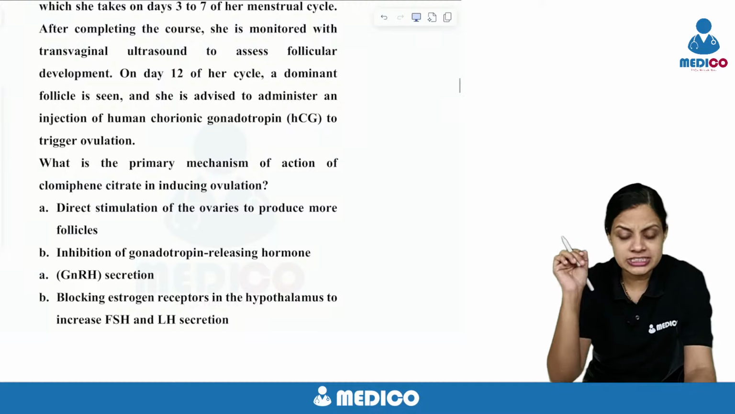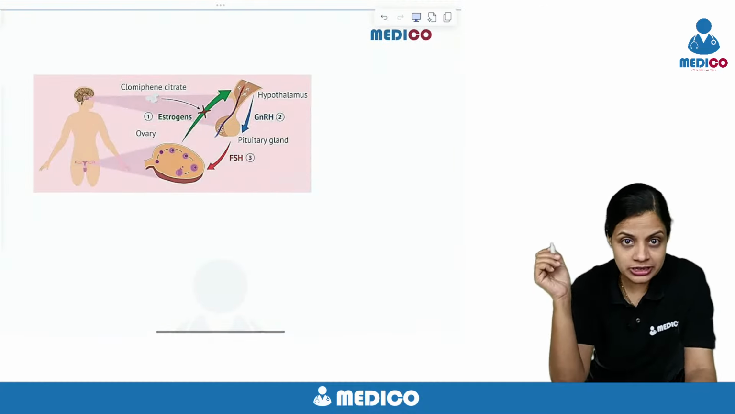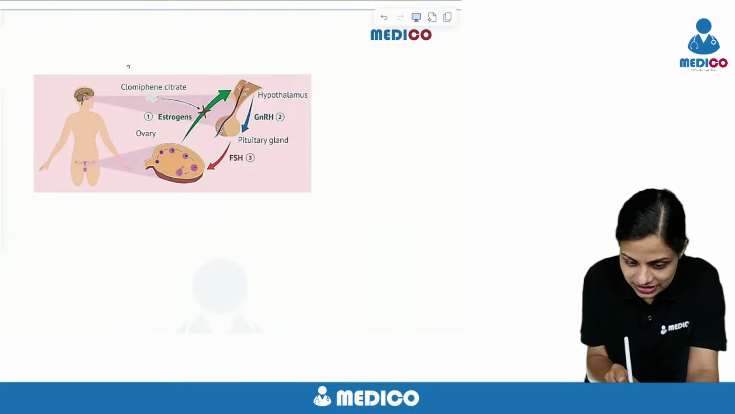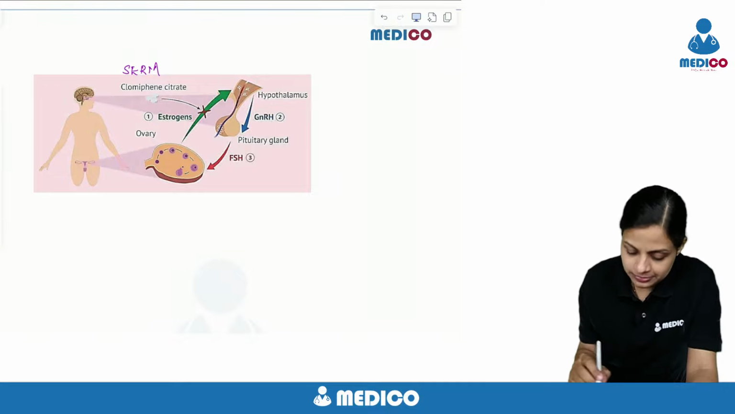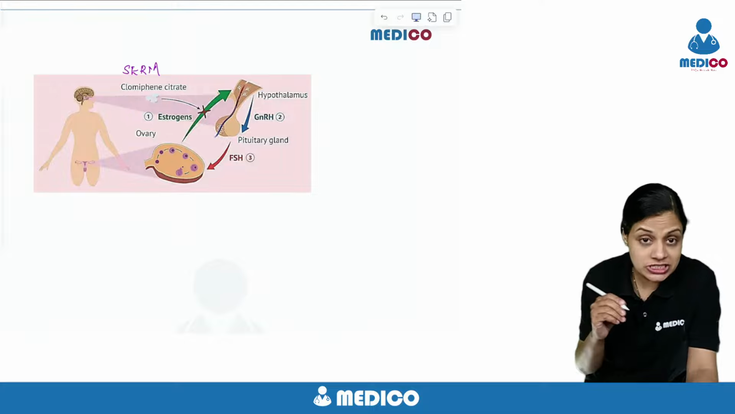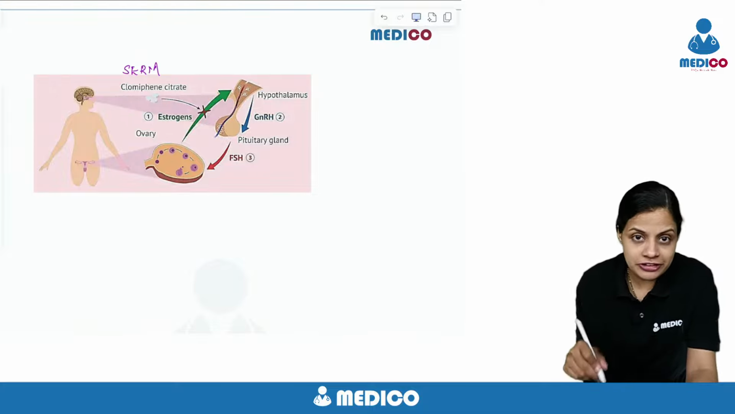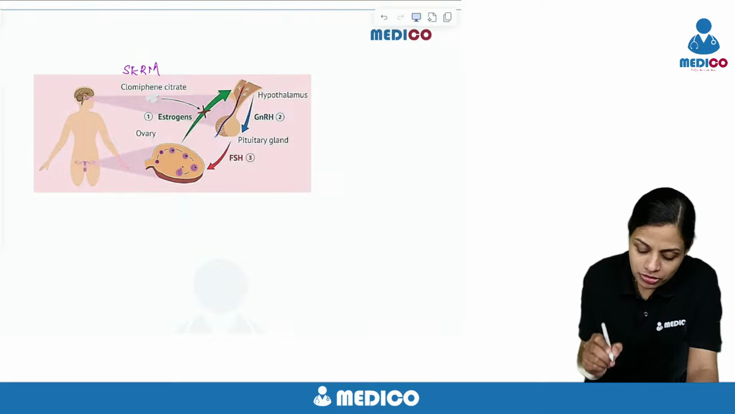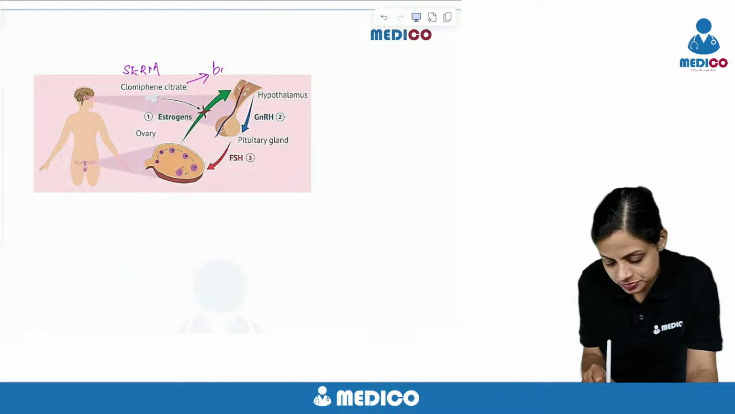What is clomiphene citrate? That is the first thing you should know. Clomiphene citrate is an ovulation inducing agent. It is a selective estrogen receptor modulator. You know about this one: the hypothalamus has a pulsatile secretion of GnRH. It acts on the pituitary secreting FSH, which acts on the ovary, and it secretes estrogen, which has a negative feedback effect. Now, what clomiphene citrate does is it binds to the estrogen receptors.